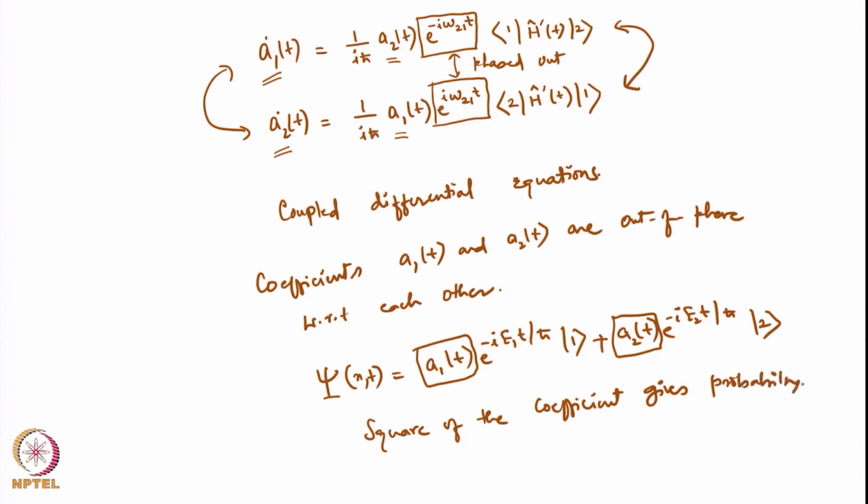Therefore, when you see that A1 and A2 are out of phase with respect to each other, that means if the probability of finding the A1 state goes up, the probability of finding the A2 state will go down. Similarly, if the probability of the A2 state goes up, then the probability of the A1 state will go down. So they are going to be out of phase with respect to each other.